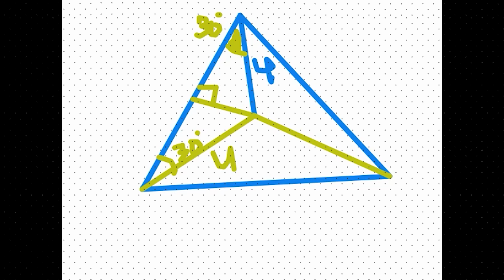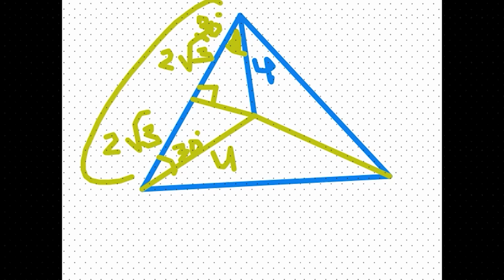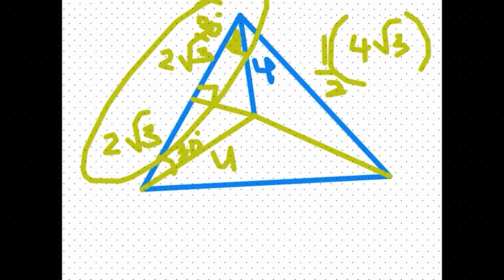Okay, I'll tell you how to do this quick. So this is 4, right? Hypotenuse is 4. So 30, 60, 90 means this will be 2 root 3. This will also be 2 root 3. So total base is 4 root 3, right? So half into base into height, right? Height will be how much?